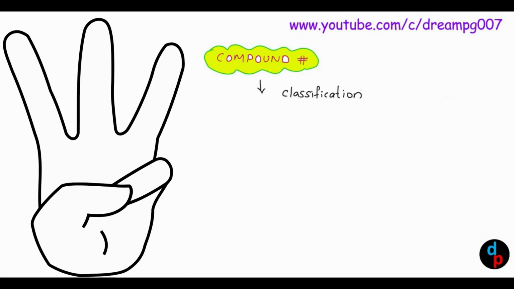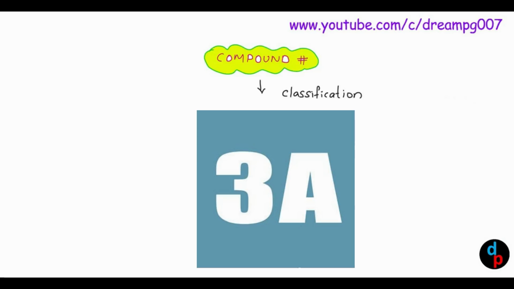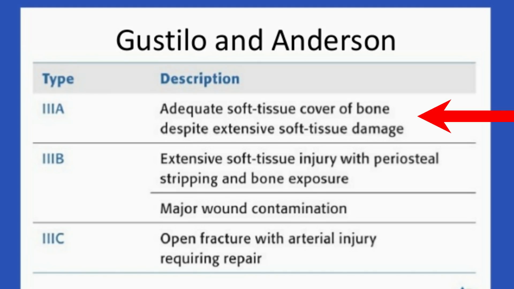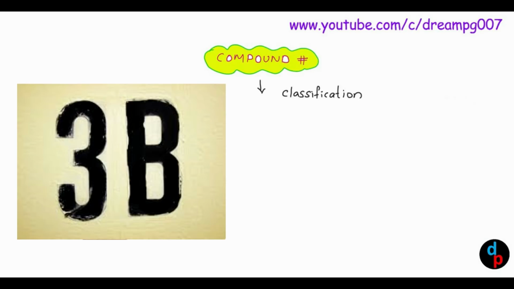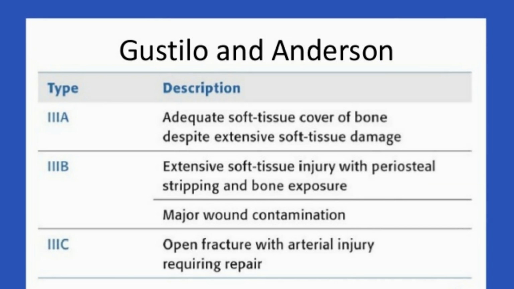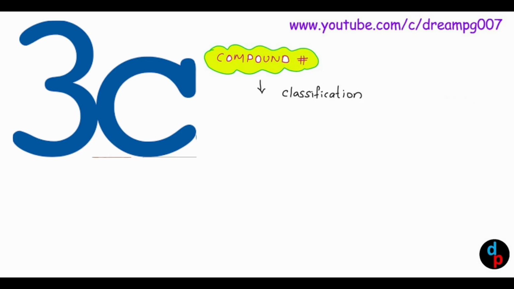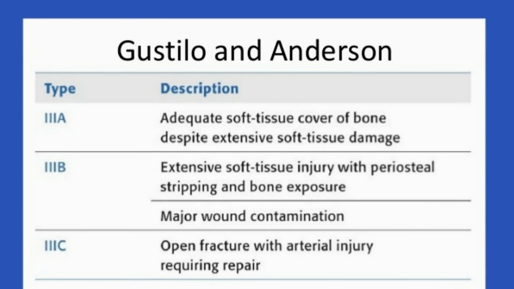Type 3 Gustilo and Anderson classification is further divided into three. First one is type 3A. Here there will be extensive soft tissue damage, but there is no need for soft tissue coverage. Whereas in type 3B, there will be extensive soft tissue injury with periosteal stripping, so it requires soft tissue coverage. Whereas type 3C Gustilo Anderson classification is presented with vascular injury, which requires adequate repairing.